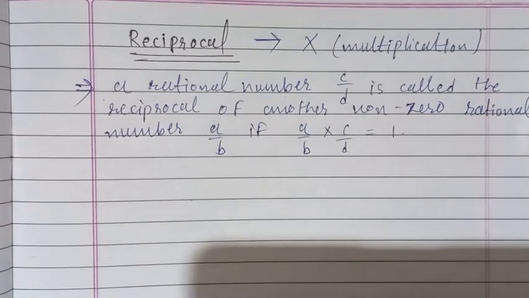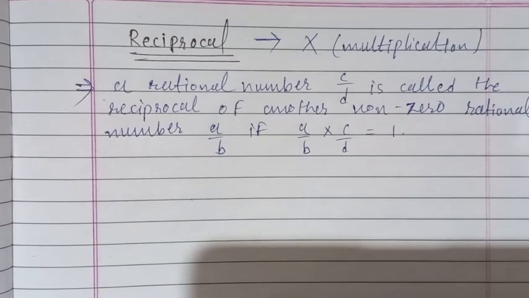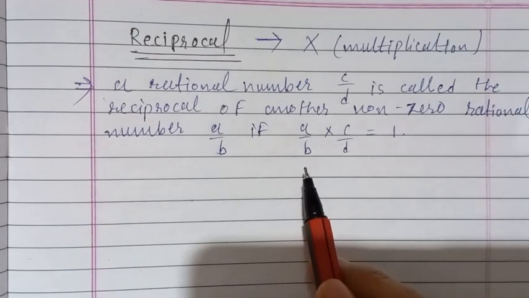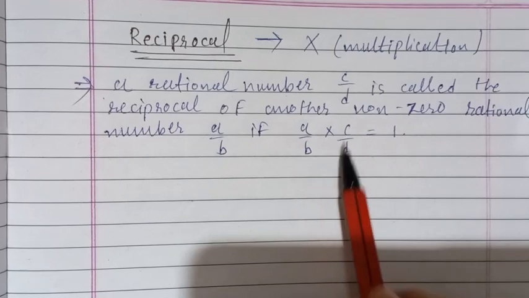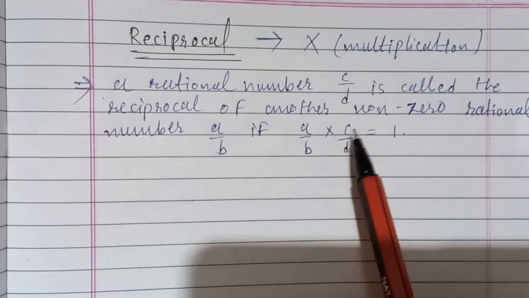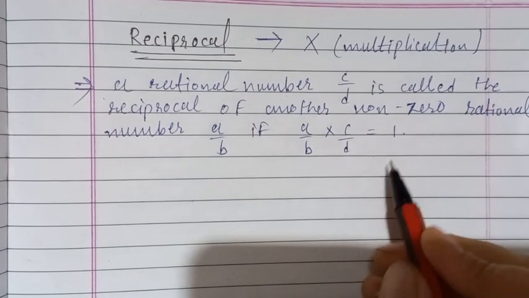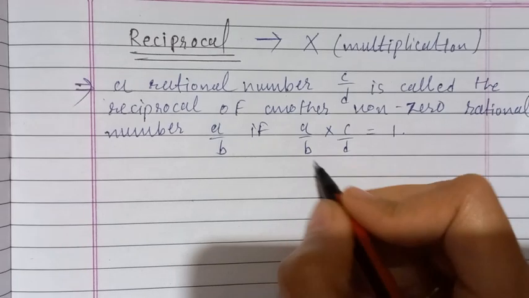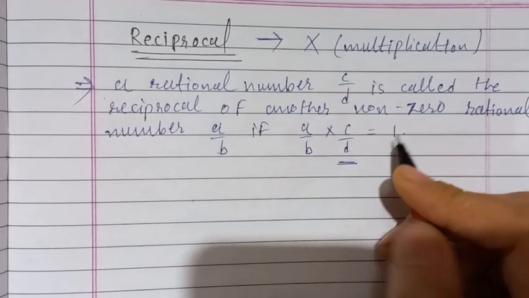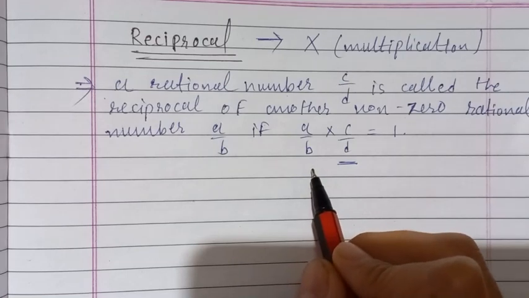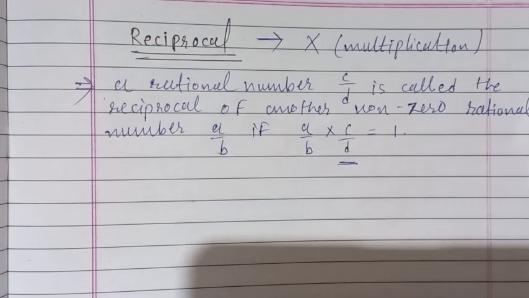1. This is reciprocal. In negative of a number, we did addition of the number and its negative, and we got 0. In reciprocal, we have to multiply one rational number by another rational number and we will get 1. So this C by D is called the reciprocal of A by B, and vice versa. A by B is called the reciprocal of C by D.